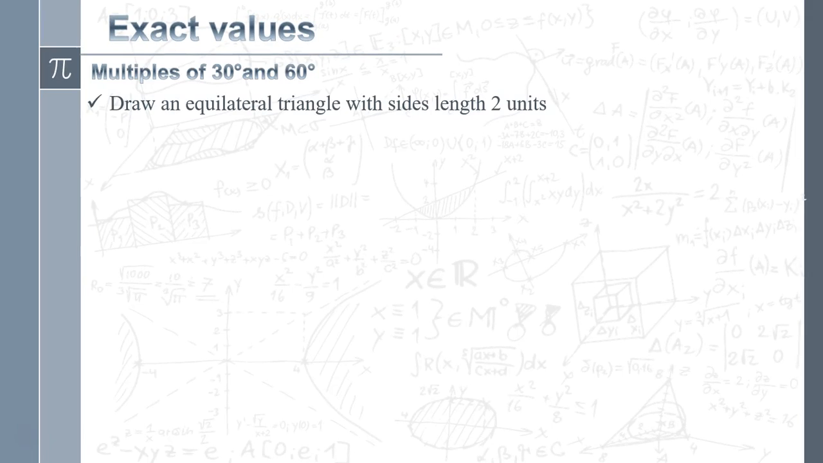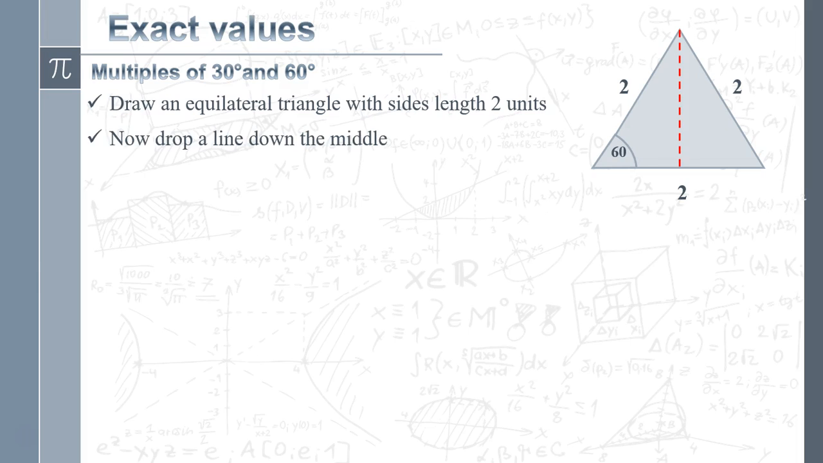Next ones are 30s and 60s. So again with this one, how do we derive them? Well, what we're going to do this time is take an equilateral triangle, each side length 2 this time, and that gives us clearly an angle of 60 degrees in the corner. And if we split it in half, what we're doing is creating a right angle triangle. Now that length there is clearly 1 unit, because it's half of that side.